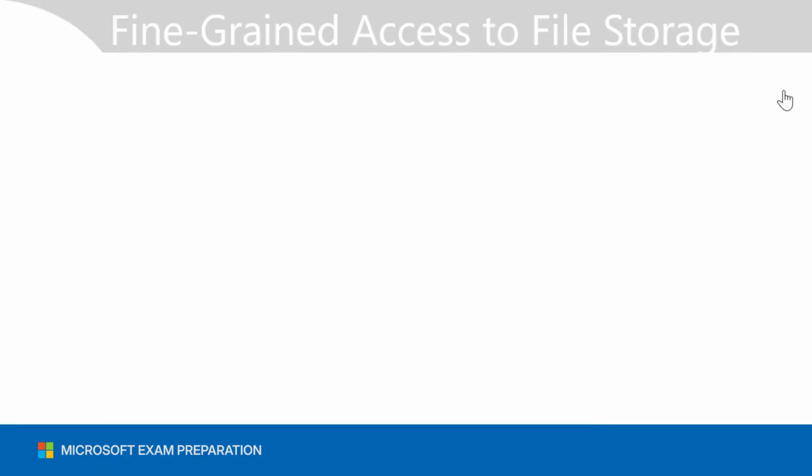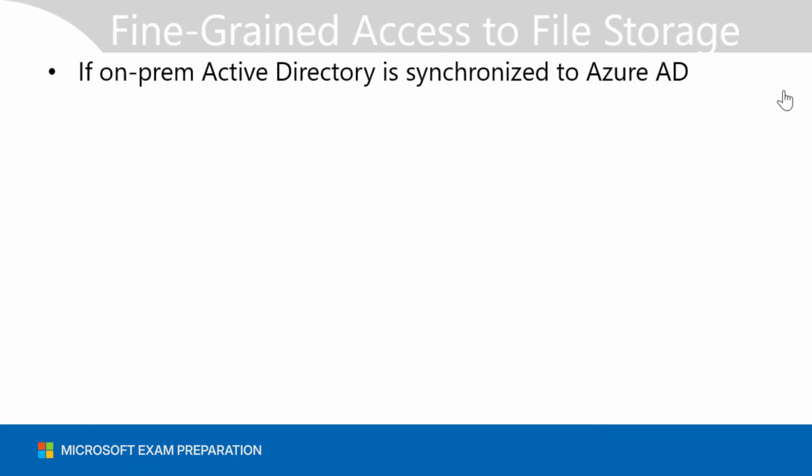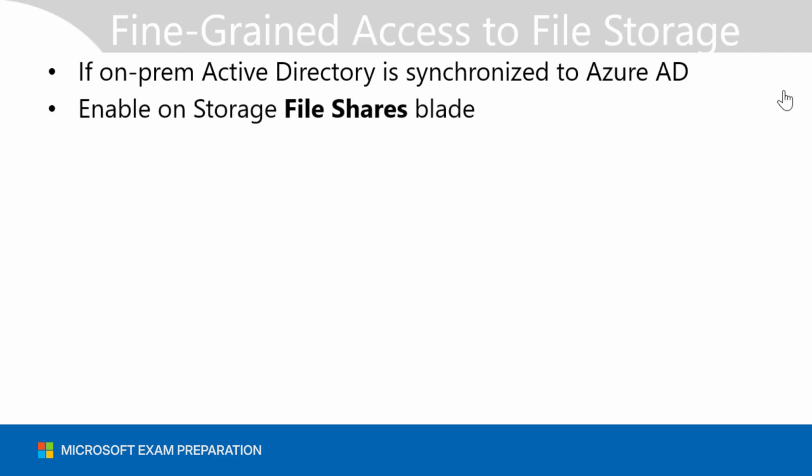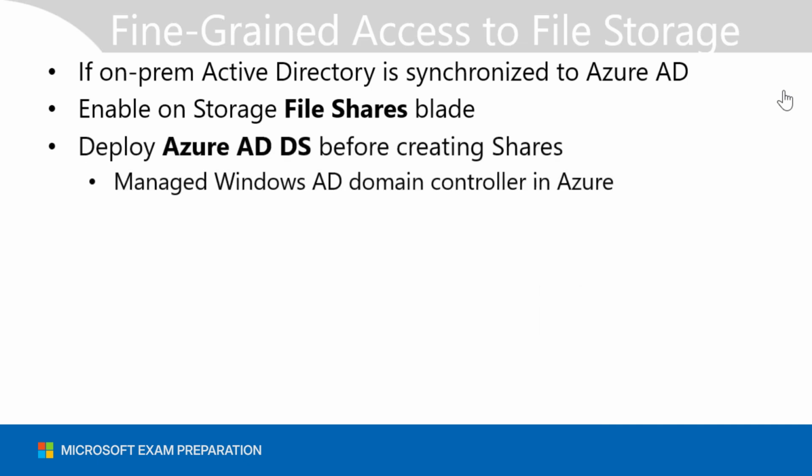For fine-grained access to file storage, you first need to set up synchronization with your on-prem Active Directory, because you need access to the users and groups to set up NTFS style permissions. You then need to enable file shares access to Active Directory. I'll show you how to do that in a moment. You also need to deploy some kind of domain controller near your storage account. The recommended way to do that is through a service called Azure ADDS.